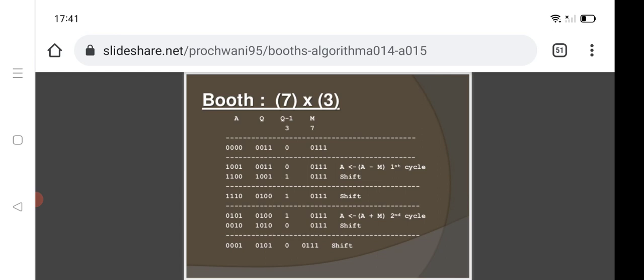What happens to my Q value? The Q value is going to hold my multiplier. What is my multiplier over here? 3. Okay, so the binary representation of 3 is nothing but 1, 1. Okay, so always keep in mind that whenever I am using Booth's algorithm, the number of bits in the multiplicand and multiplier should always be the same.